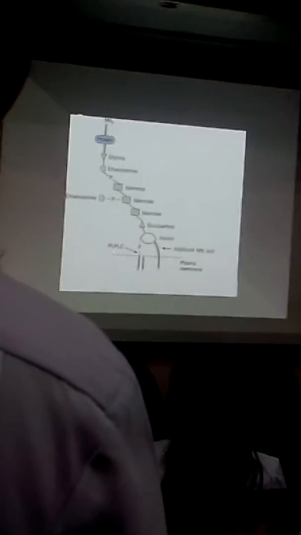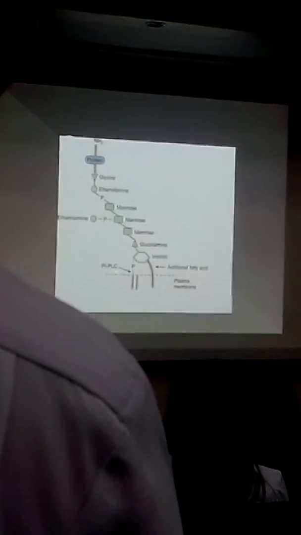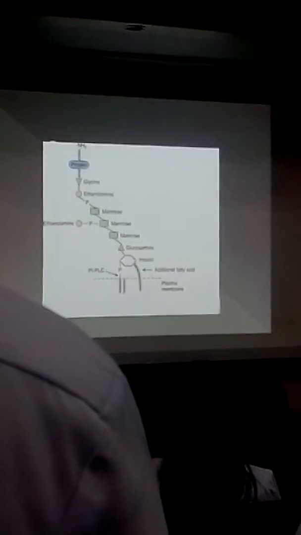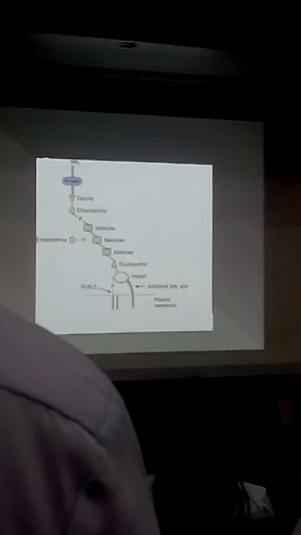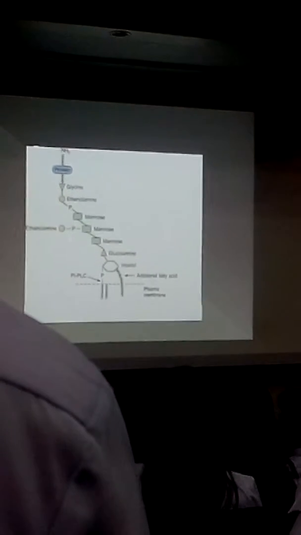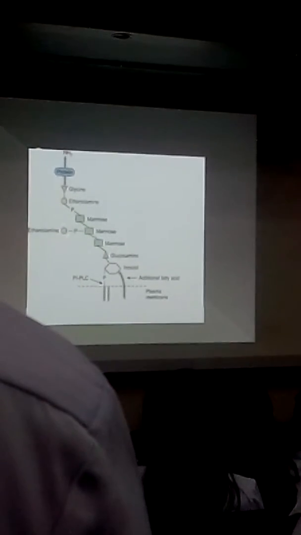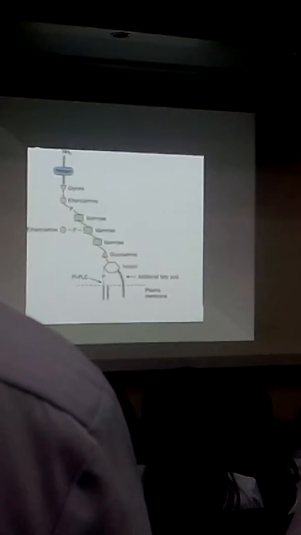PLC. What's PI? PI is phosphatidylinositol. PLC is phospholipase C. So we have inositol here, glucosamine, 3 mannose attached to a phosphate group, and ethanolamine, and the glycine is the one attached to the protein at the carboxy end of that protein.